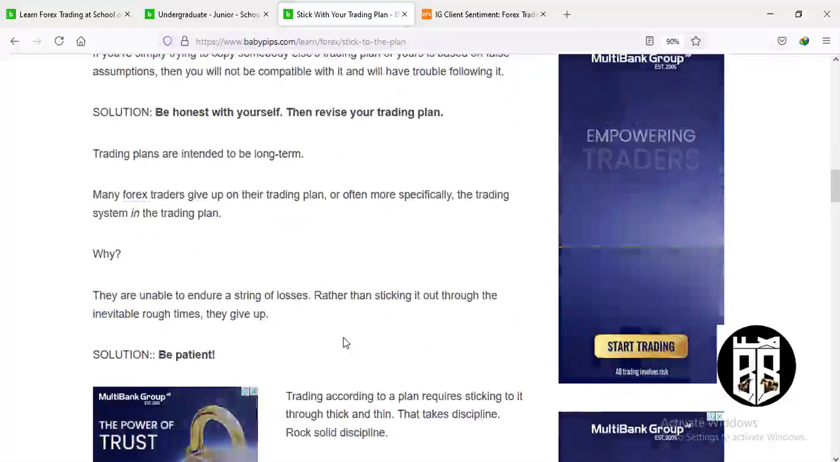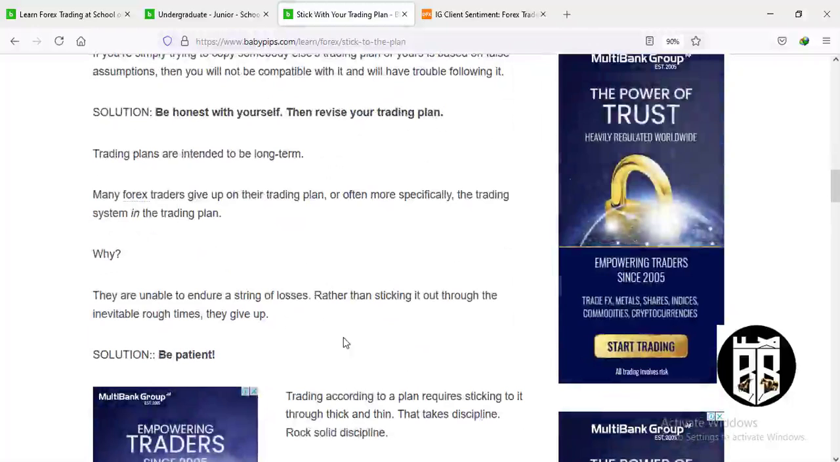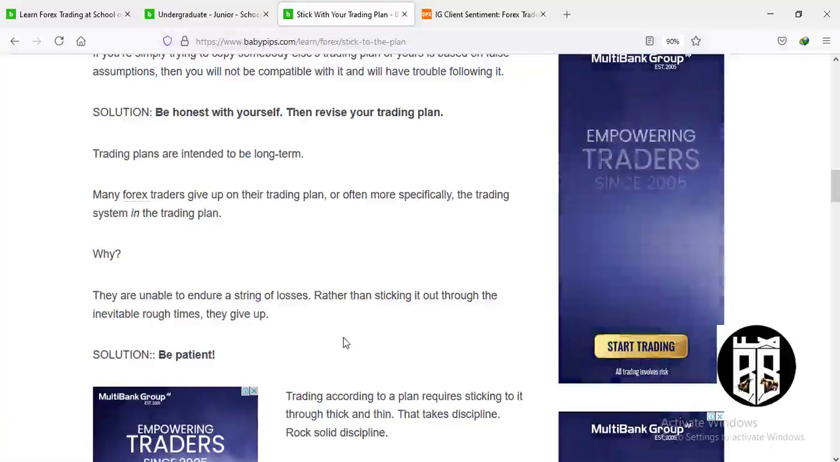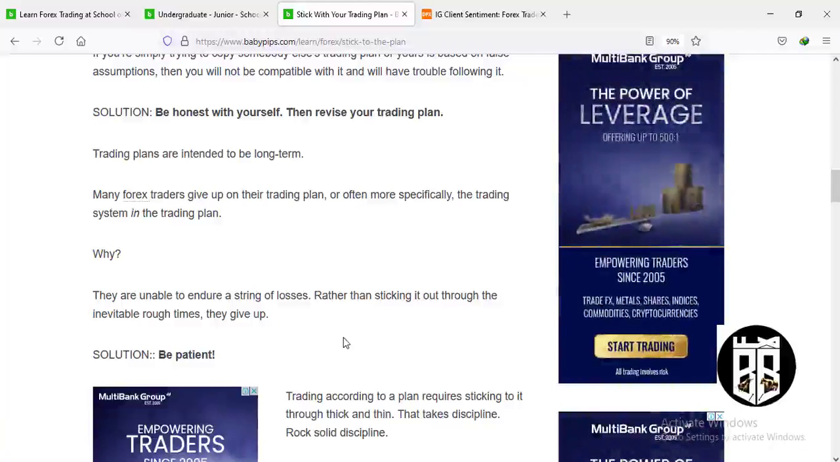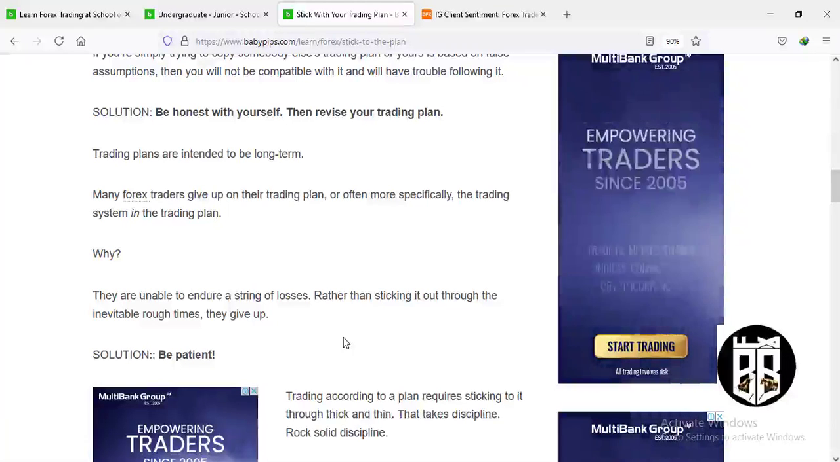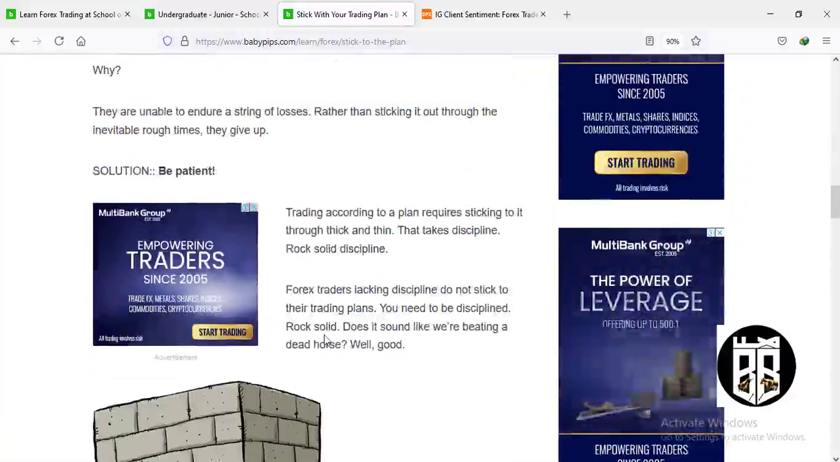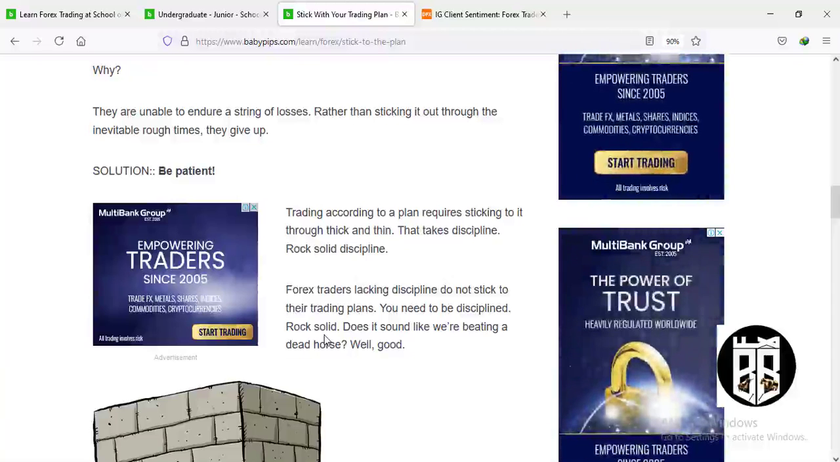Trading plans are intended to be long term, not short term. Why? Many forex traders give up on their trading plan, maybe there's something wrong with their system, and they do this because rather than sticking it out through the inevitable rough times, they just give up. They don't want to lose money. They just give up and forget about it. And those are the people who say, oh, trading doesn't work. They forgot to practice. They forgot to have a good trading plan. They forgot to stick to the plan.